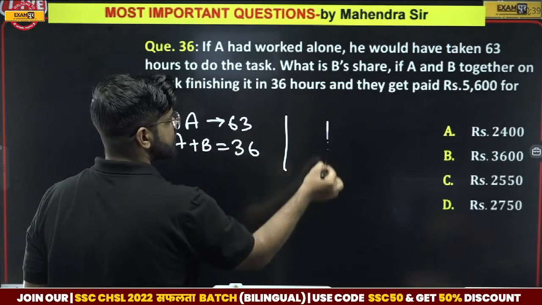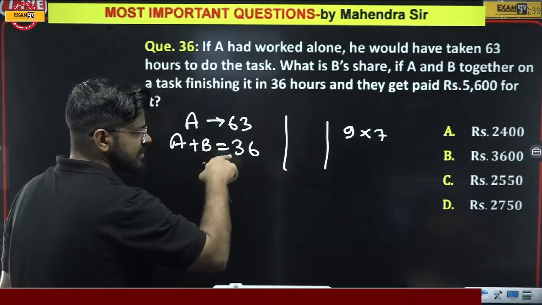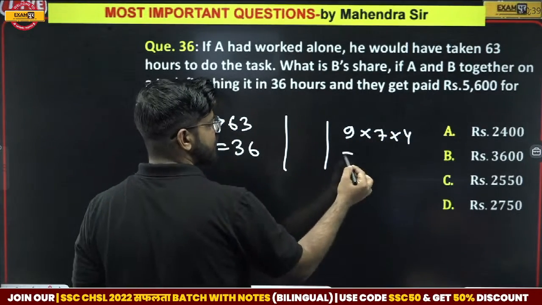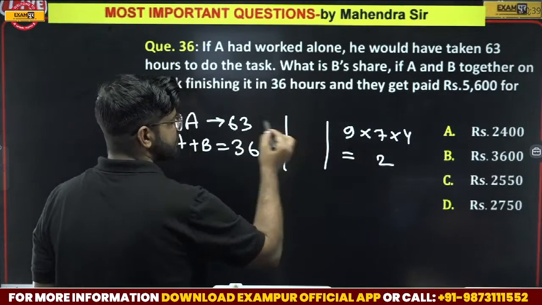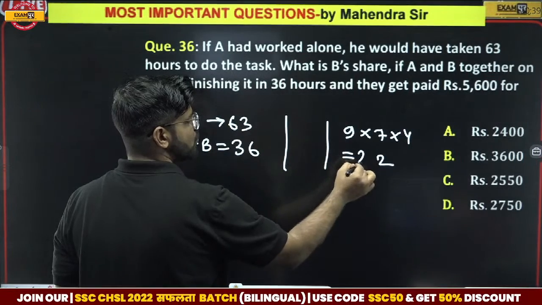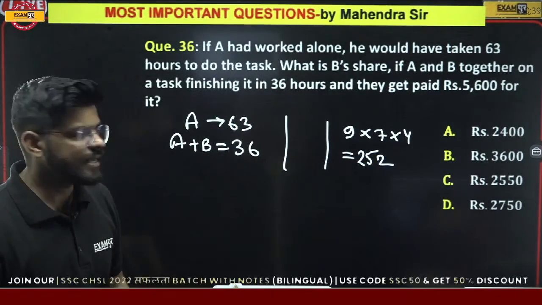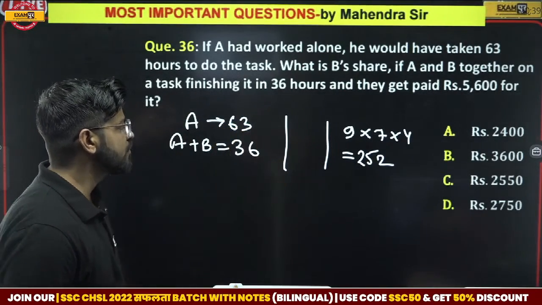What is the LCM? Take the bigger number, 63, which is 9 into 7. 36 is 9 into 4. We have 9, but we don't have 4, so just multiply 63 by 4 and you will get the LCM: 252.